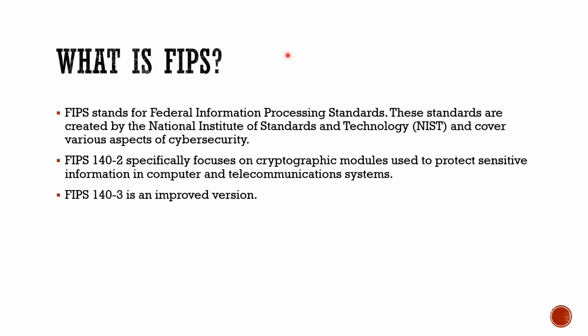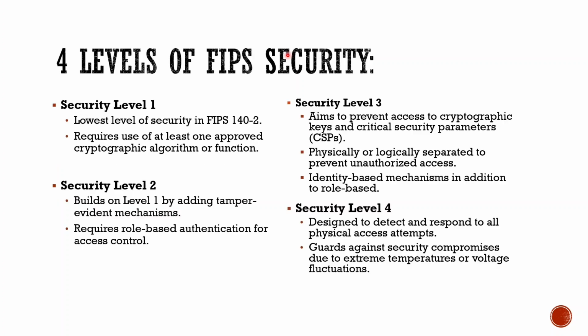FIPS 140-2 specifically focuses on cryptographic modules that are used in protection of sensitive information in computers and telecommunication systems. These modules can be hardware based, software based or hybrid. The main goal is to maintain confidentiality and integrity of information that is protected by these modules. FIPS 140-3 is basically an improved version of FIPS 140-2.